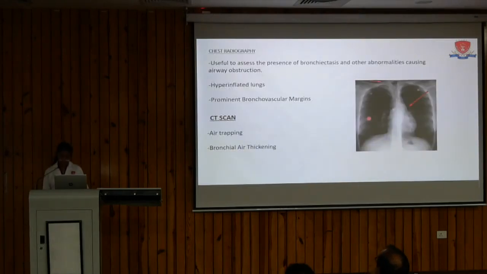Chest radiography is useful to assess the presence of bronchiectasis and other abnormalities causing airway obstruction. Hyperinflated lungs and prominent bronchovascular margins are seen. CT scan presents with air trapping and bronchial wall thickening.